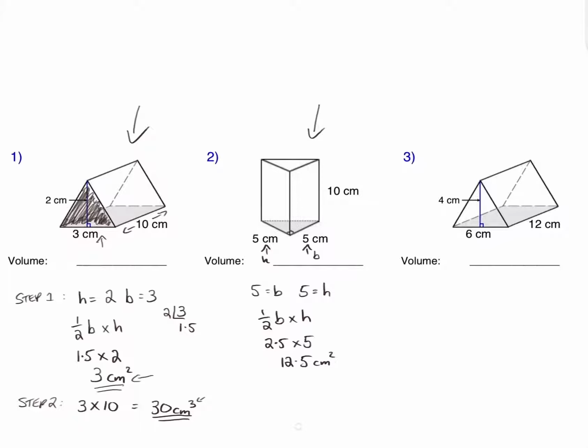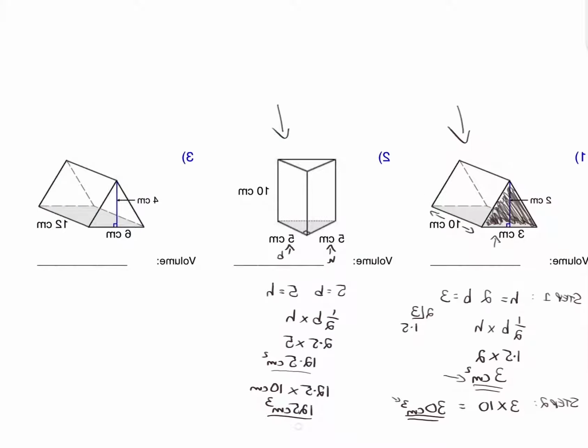So now we have the area of the triangle. All we need to do now is multiply 12.5 by the depth, which is 10. And that gives us 125 centimeters cubed.